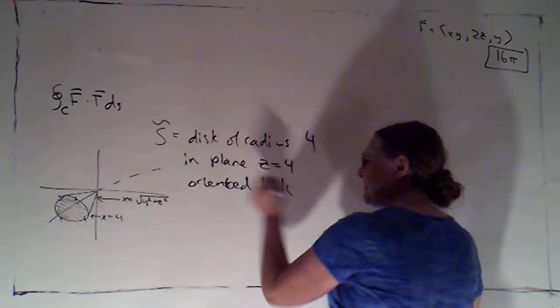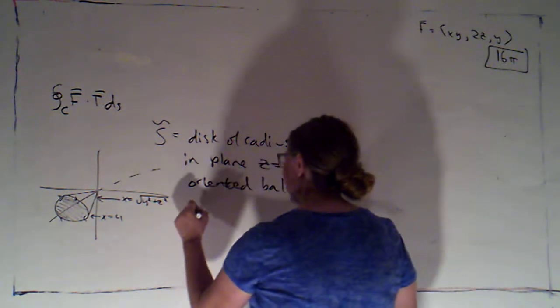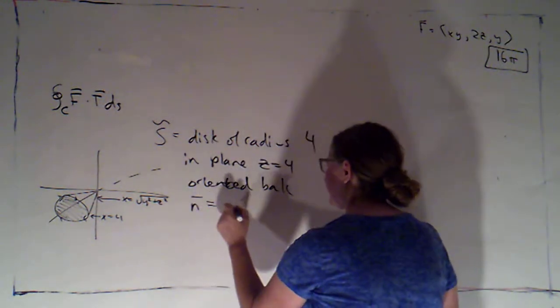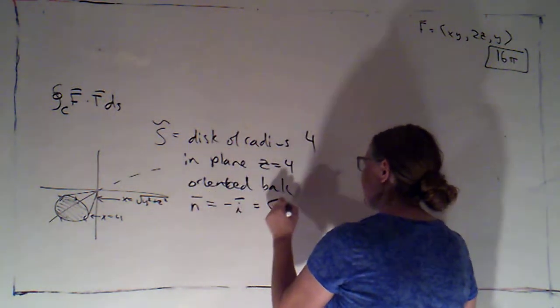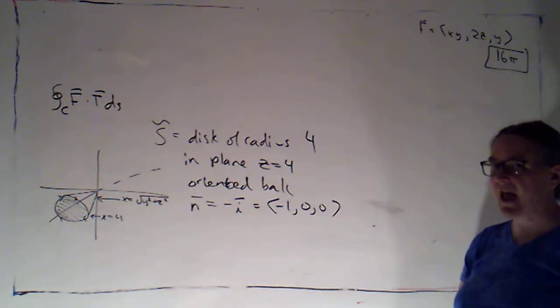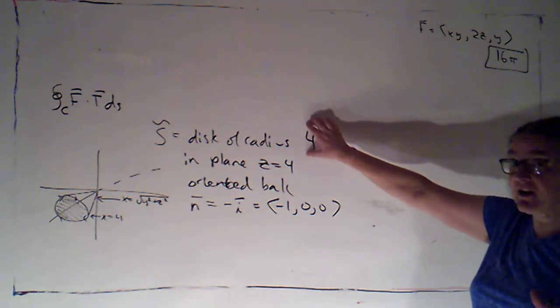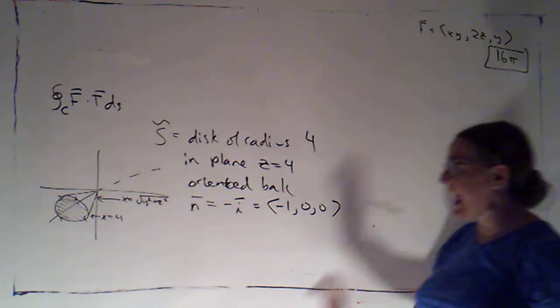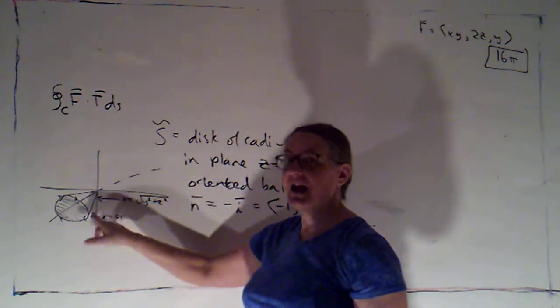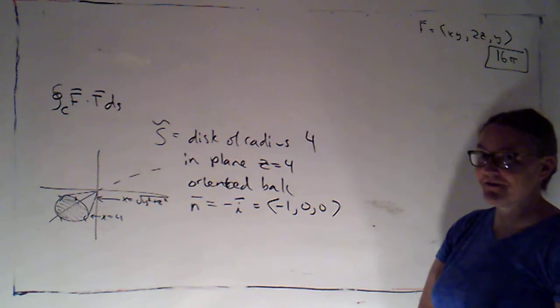And because that plane, x equals 4, is parallel to the yz plane, I can actually see then that n is just going to be negative i. It's just going to be negative 1, 0, 0. It's just going to be pointing straight back. So now I've got this very simple surface that has the correct boundary, and the boundary is oriented positively with this very simple surface.